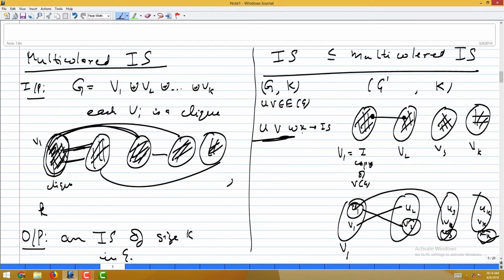Make sense? Okay. And the reverse direction: if I give you an independent set here which picks one vertex from each of the color classes, why is that an independent set in the original graph? You have to be slightly careful, and hence the deduction is slightly wrong. Why do you have to be slightly careful in the backward direction?